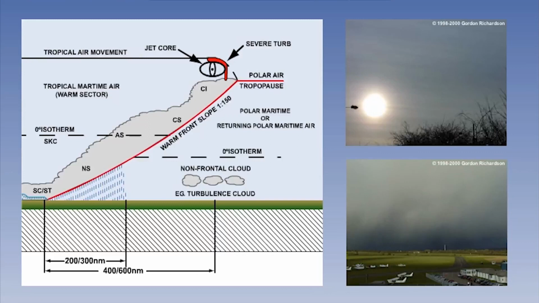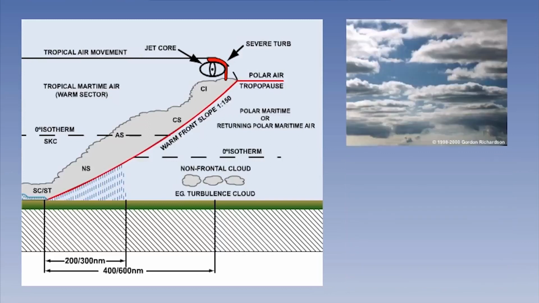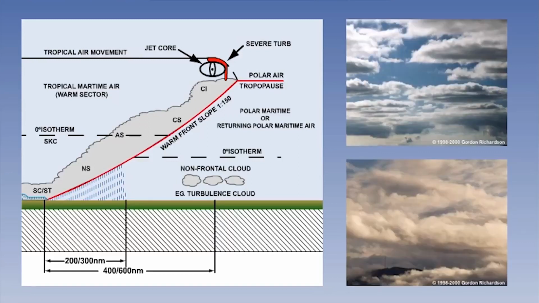Nimbostratus, thick and threatening-looking cloud. Stratocumulus, and finally stratus, the lowest of all the clouds. Notice how the main area of precipitation starts some 200 to 300 nautical miles ahead of the surface front as the base of the cloud gradually lowers. The 0-degree isotherm also lifts to a higher level in the warm air behind the front.